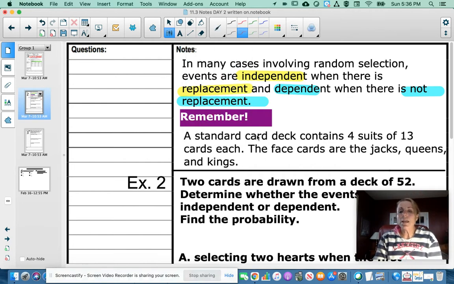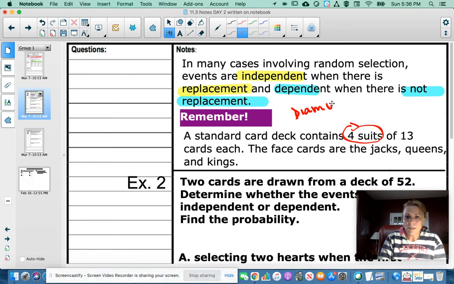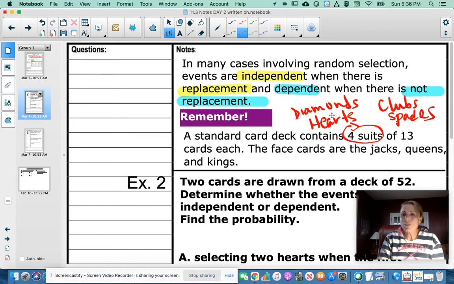Here's a reminder that a standard card deck contains 4 suits. So we have diamonds, hearts, clubs, and spades. That's what they mean by suits. There are 13 diamonds, 13 hearts, 13 clubs, and 13 spades in a deck of cards. When they talk about face cards in word problems, they're referring to jacks, queens, and kings.